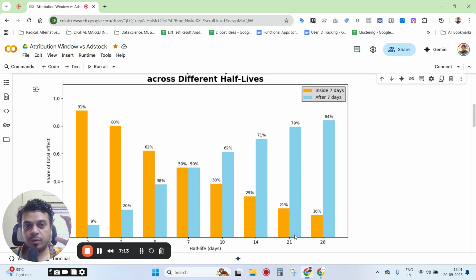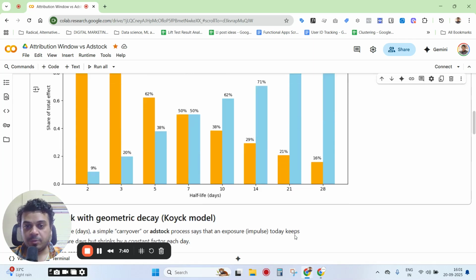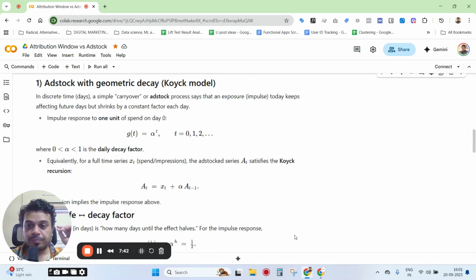And usually attribution windows are like that, like 7 days. If you create a larger attribution window, then possibly yes. And again, for different channels, if it's a very top of the funnel channel, then your effect is going to be larger, your half life is going to be larger, and your typical attribution windows, like 7 days, are not going to be able to capture a significant percentage. They are going to lose out a significant percentage of the total effect. Okay, so attribution window and half life are not the same thing.